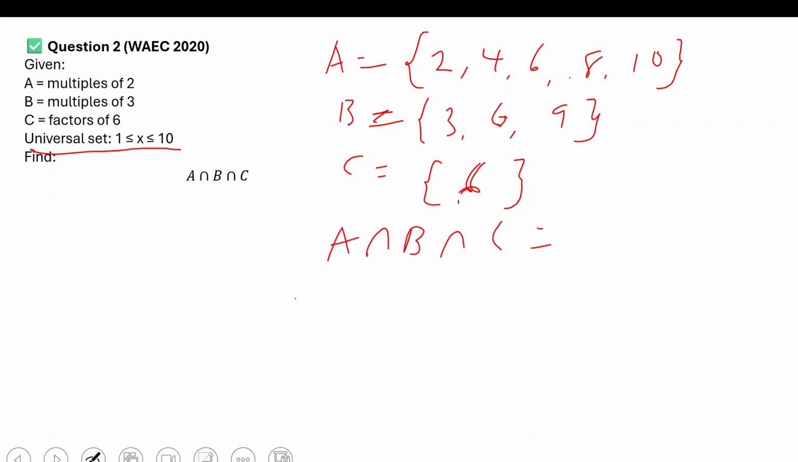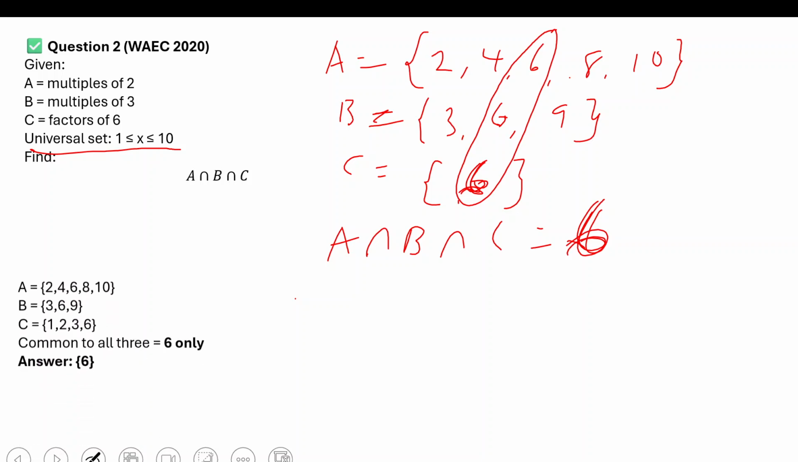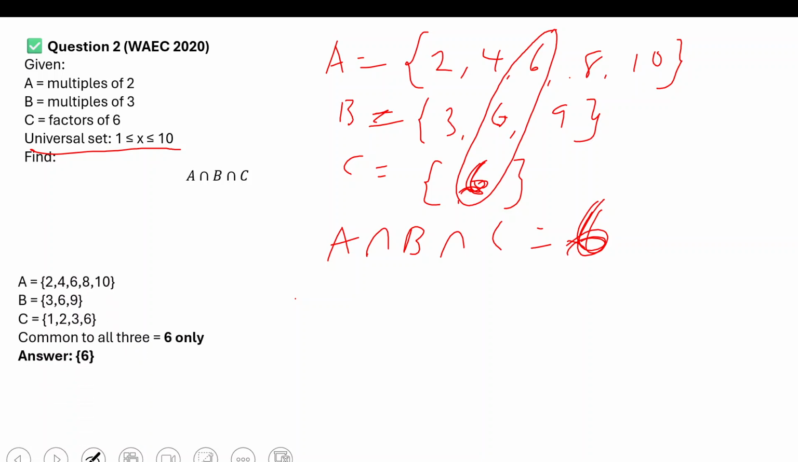Okay, so what that means is that you look for an element that is present in all the sets. The elements in A are 2, 4, 6, 8, 10. The elements in B are 3, 6, 9. The element in C is 6. So you see that 6 is common to the three sets. So 6 is the intersection of sets A, B, and C. Okay.